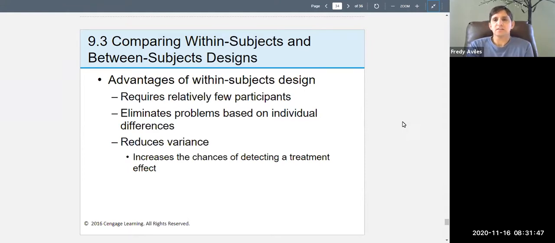It increases the chances of detecting a treatment effect because your participants are the same in each group. So you're minimizing the difference within the groups, which is a good thing. There's not a lot of variation within the groups. So what's going to cause a difference? You're hoping that's going to be your independent variable, and that will cause differences between the groups, okay? So those are good things about within subjects designs.